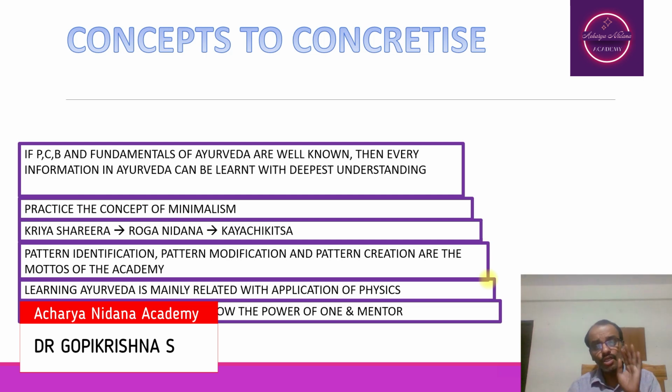Modification means we have to immediately stop this consumption of lassi. In return, we have to create a new pattern, that is drinking hot water or drinking green tea without adding milk. When this happens, naturally the kapha dosha vitiation is going to get reduced. So that is pattern identification, pattern modification and pattern creation, which should necessarily be done by a strong Ayurveda learner or any learner.